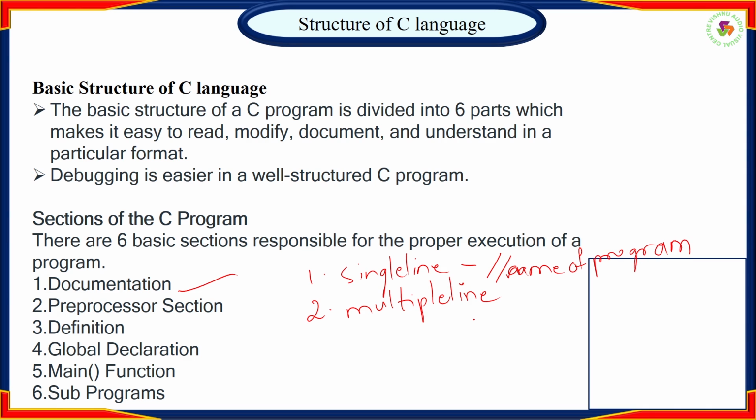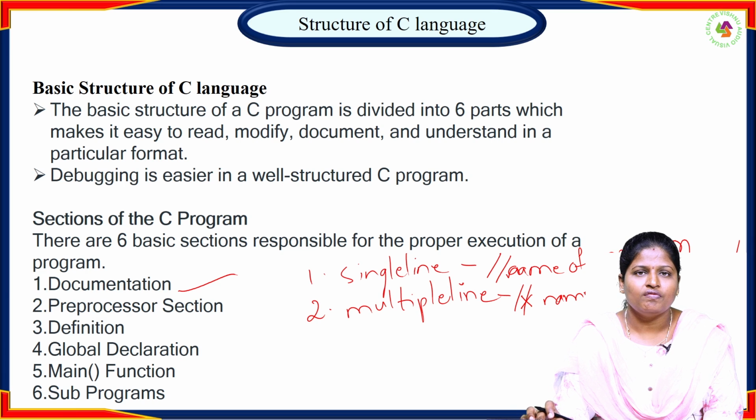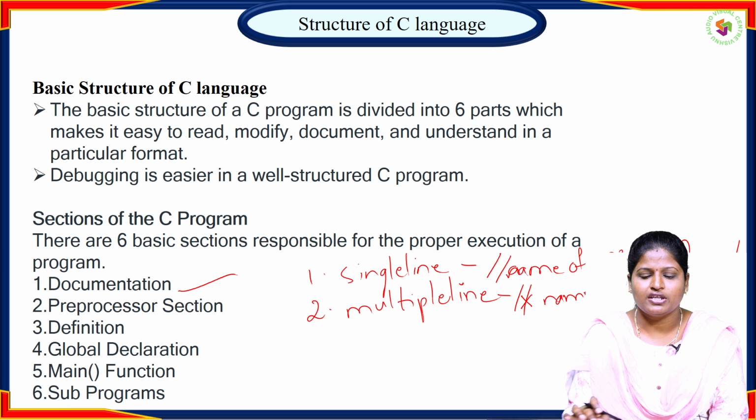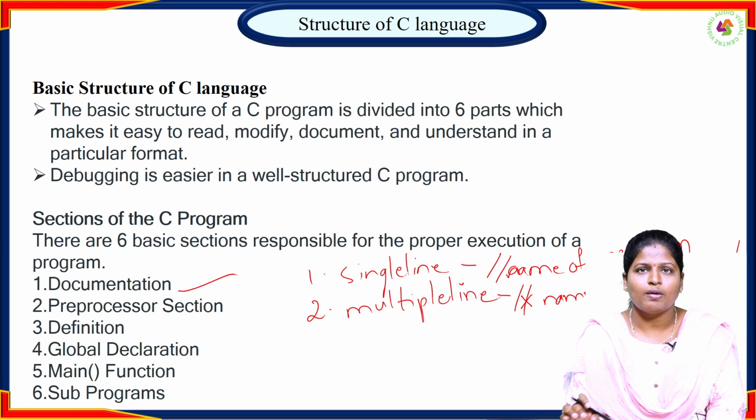When coming to the multiple line comment, for example, if the name of the program is too large to fit in a single line, then we go into the second line. For that we use the multiple line comment, which is written in the form of /*, then write the name of the program, as many lines as you want, and end it with star and slash */. So these are the two ways in which we can write a comment to your program, single line and multiple line, and this comes under the documentation section. This is the first step in the structure of a C program.